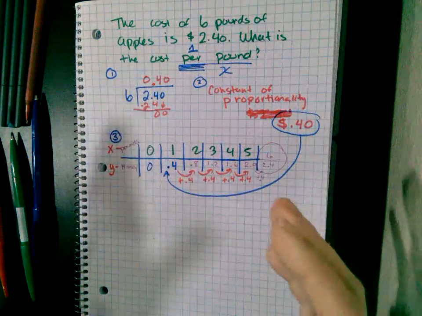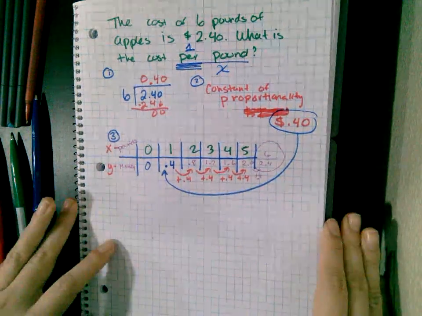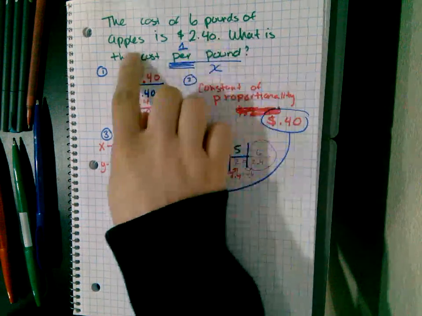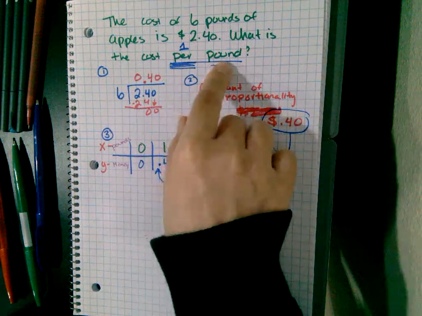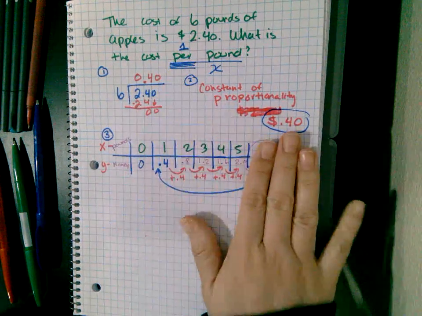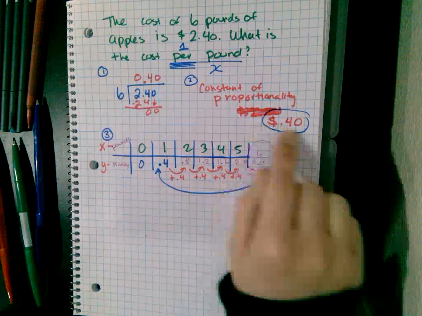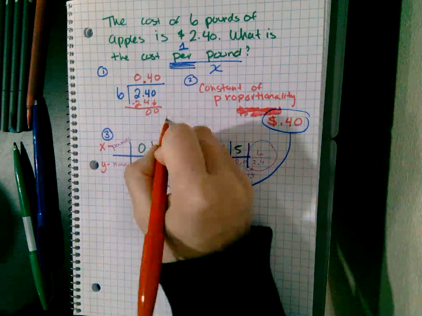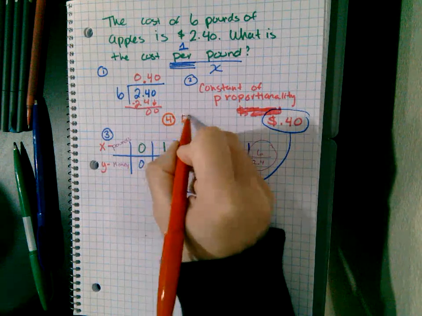All right, last one. If you have any questions, please put it in the chat. If you need clarification, please put it in the chat. All right, last one. The cost of 6 pounds of apples is $2.40. What is the cost of 1 pound of apple? Because per means 1. So we saw that our constant of proportionality was 40 cents, right?